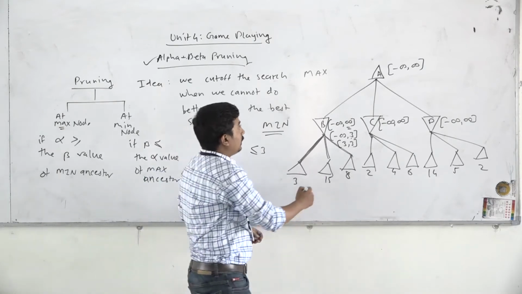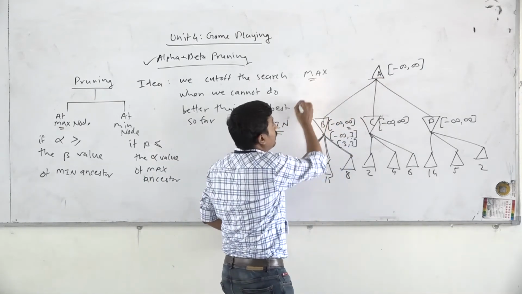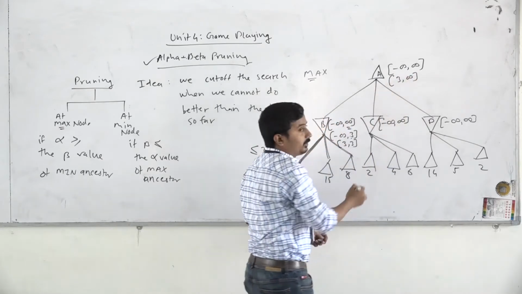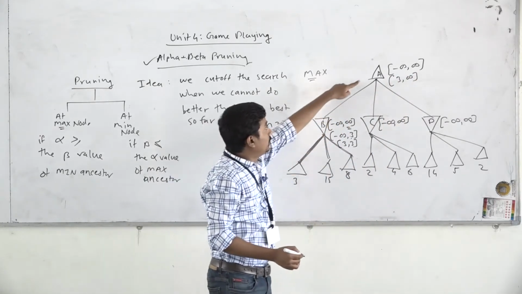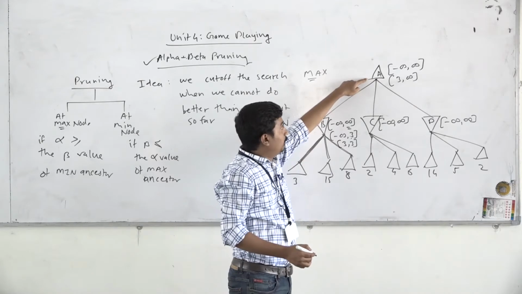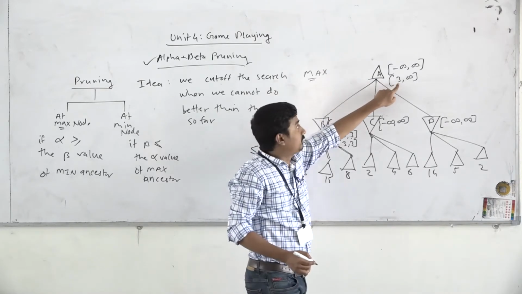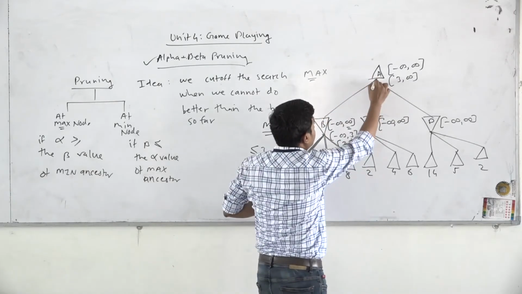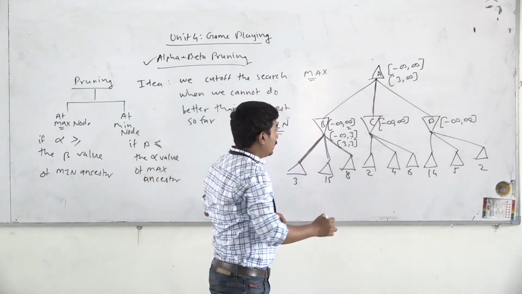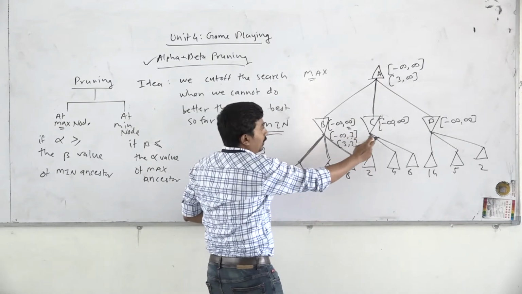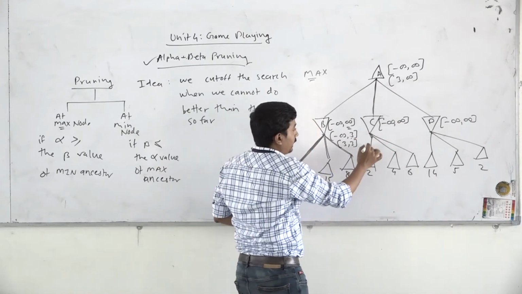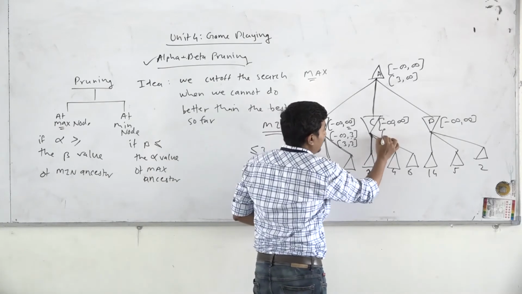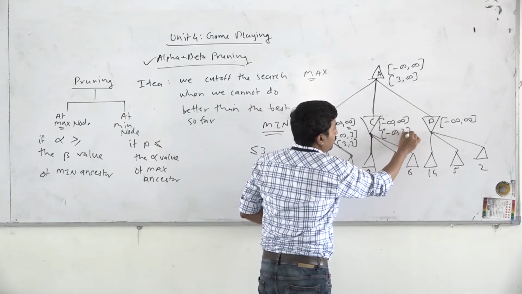Now this is the max node, so the alpha value of this node will become 3. Now this node is expecting a value greater than 3, so this will become a lower bound now. Now we will go to this branch. This is the min node, so we will operate on the beta value now. This node will be explored, its utility value is 2, so its beta value will be changed.